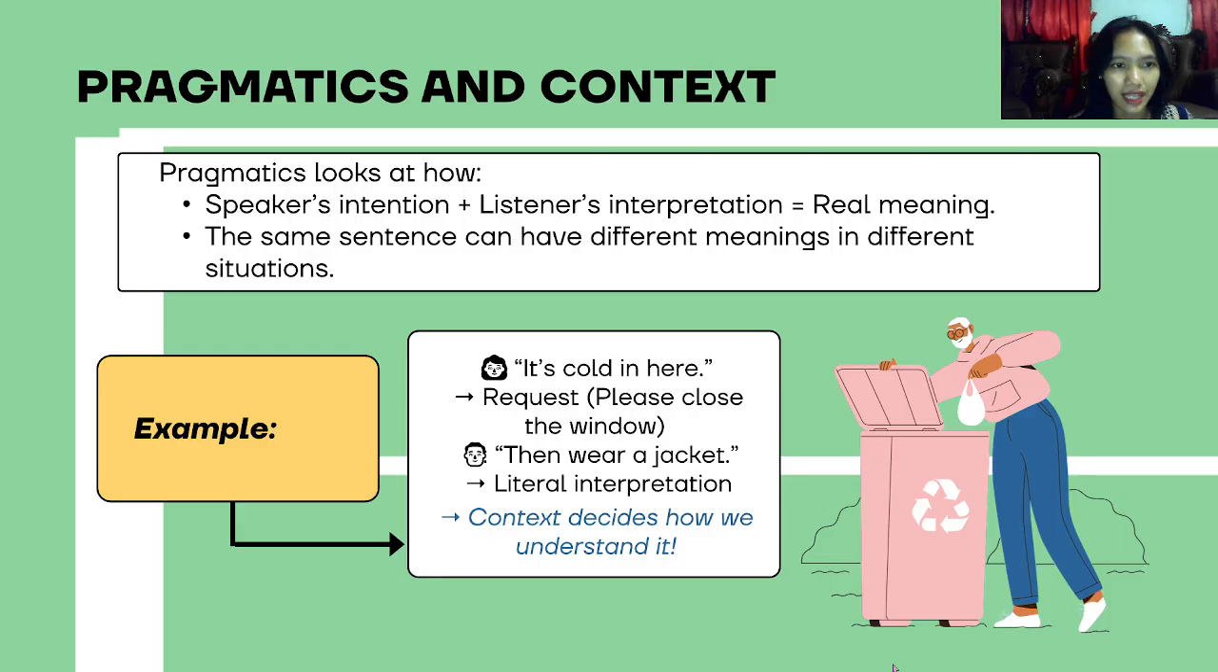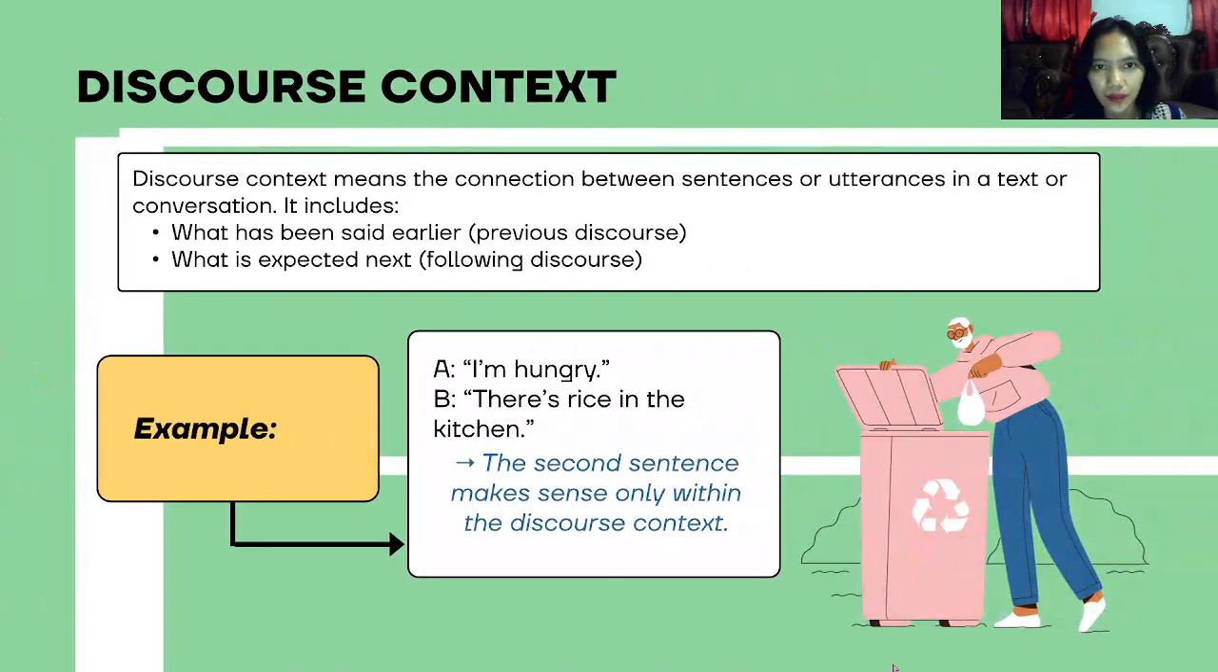Pragmatics and context. Pragmatics looks at how the speaker's intention plus the listener's interpretation create real meaning. The same sentence can have different meanings in different situations. Example: it's cold in here. Request: please close the window. Or to wear a jacket, then wear a jacket. Literal interpretation: context decides how we understand it.